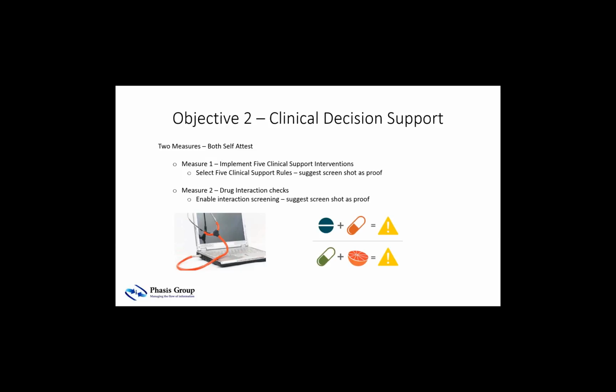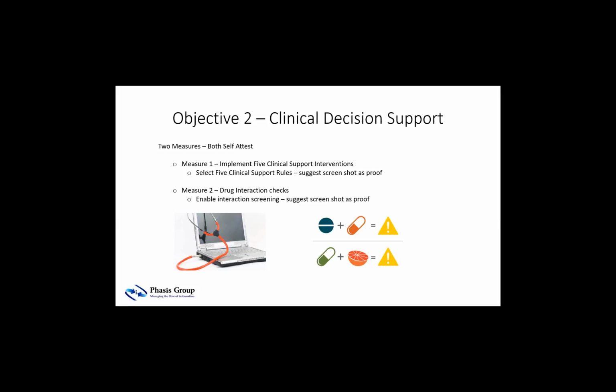Okay, the second objective, clinical decision support. This has 2 measures. Both of these are self-attestation, which means you don't have to prove that you've hit a certain number of times where you have used the clinical support intervention or the drug interaction screening, but you do need to be able to prove that you have that set up in CareTracker. So we're recommending on both of these measures that you navigate to the setup section of CareTracker and administration and take a screenshot of these.